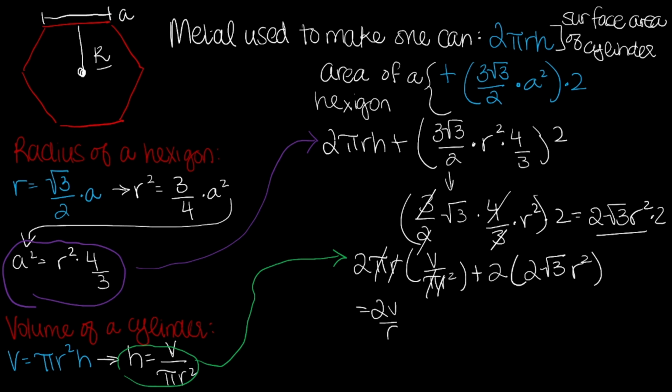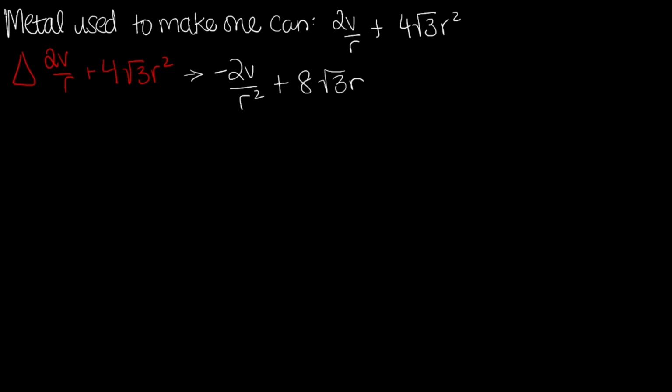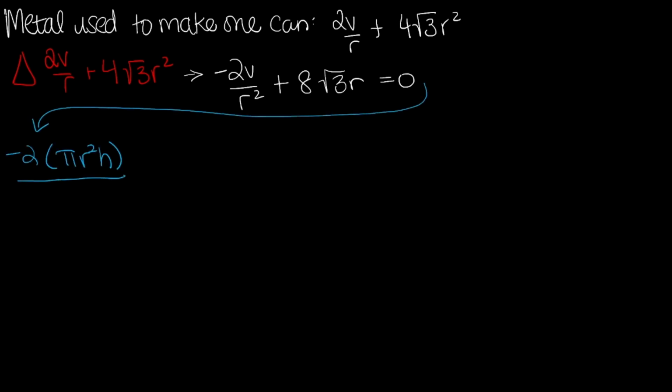3 times r squared. The next step is to take the derivative of this equation. 2v over r again becomes minus 2v over r squared, and 4 square root of 3 times r squared becomes 8 square root of 3r using the power rule. We must also remember to set this equation equal to 0 because we are trying to determine the critical points. Now we can again substitute v and move the 8 square root 3r to the other side of the equation, making it minus 2 times pi r squared h over r squared equals negative 8 square root of 3r.